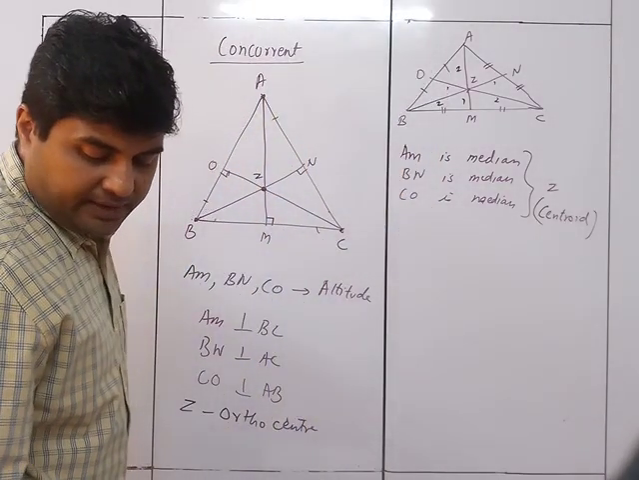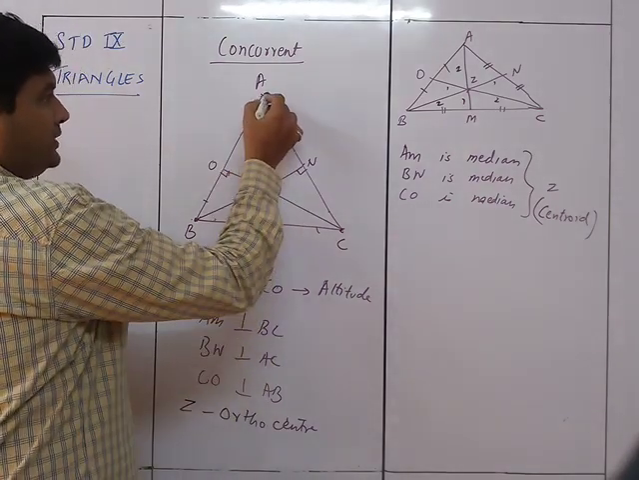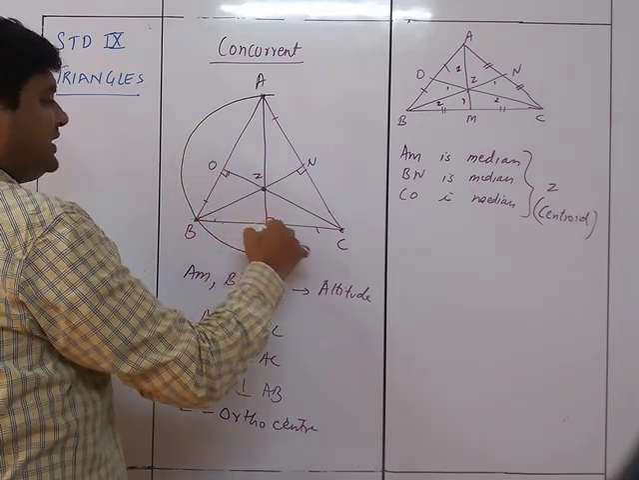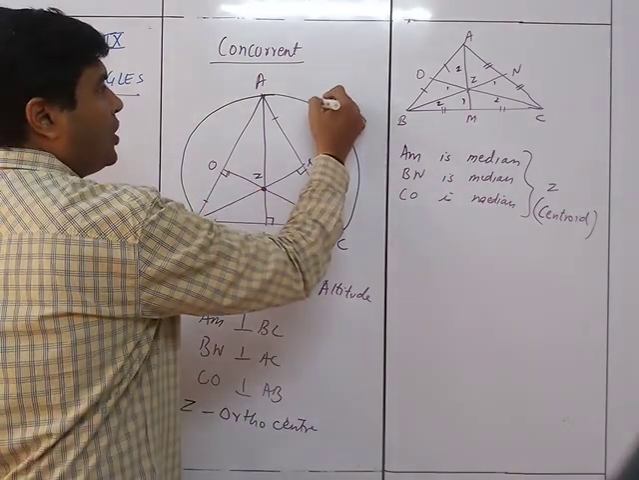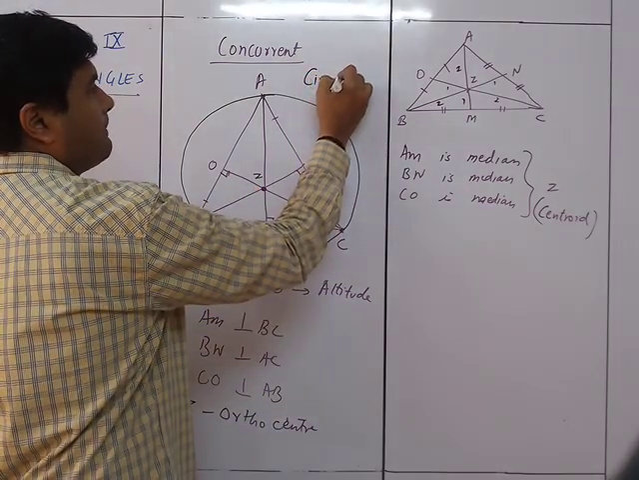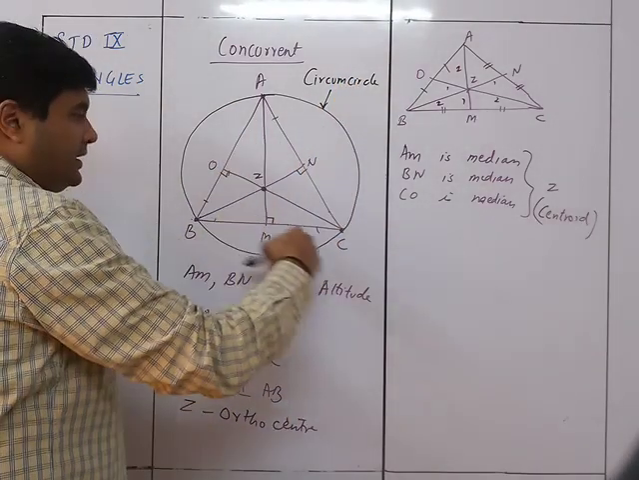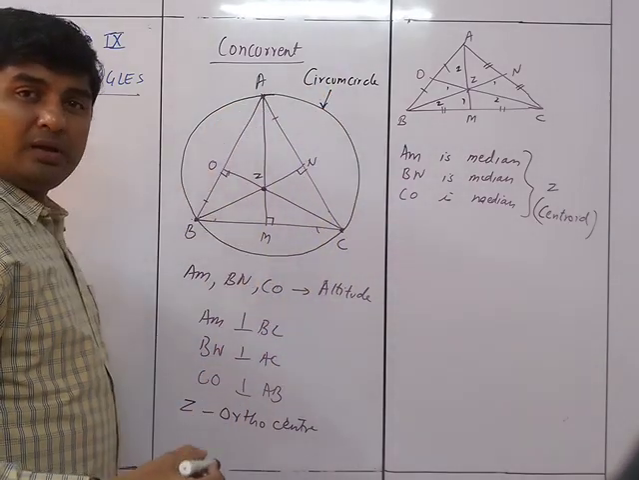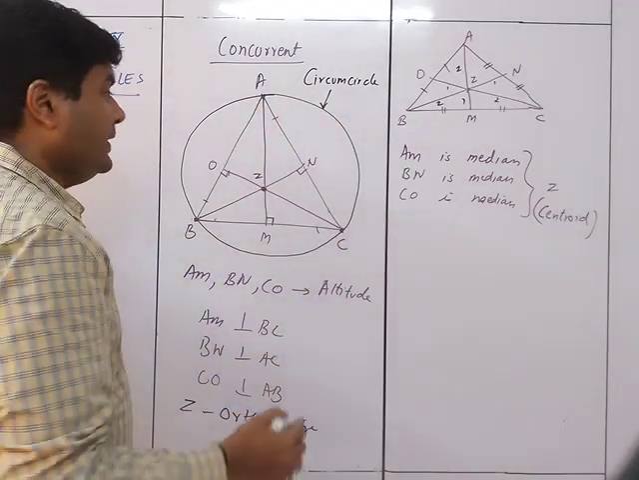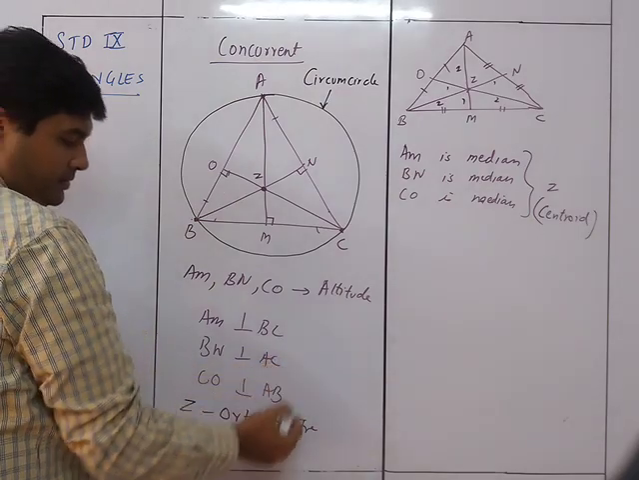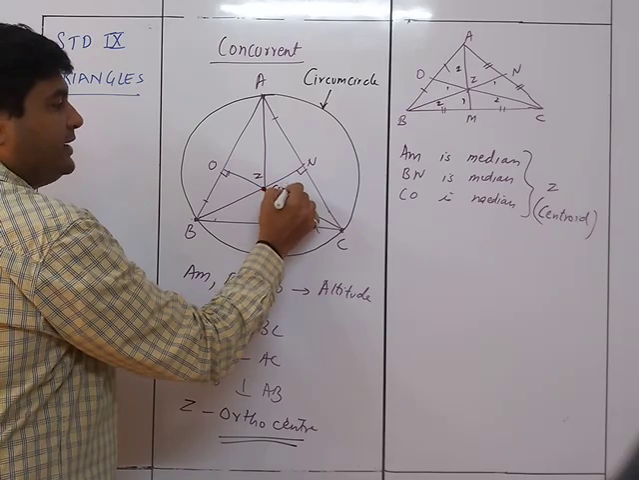Now the next one is, if I draw a circle to this such that it is passing through the three vertices, then such a circle is called a circumcircle. The circle drawn to a triangle such that it passes through the three vertices is called a circumcircle. The center of that will be nothing but the orthocenter over here. So this one is also the circumcenter.